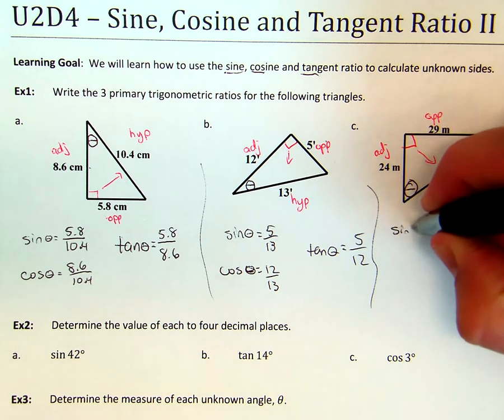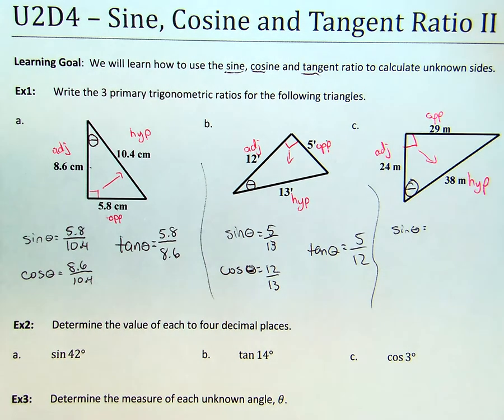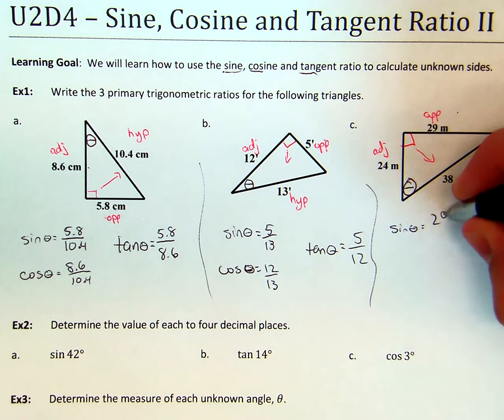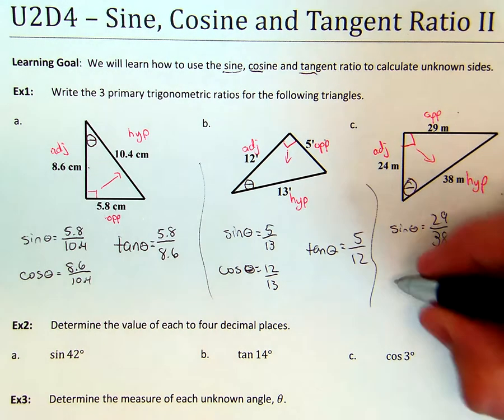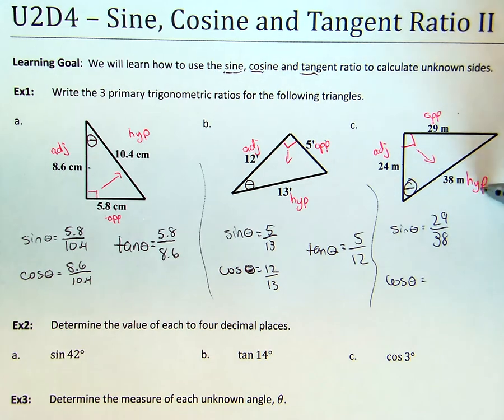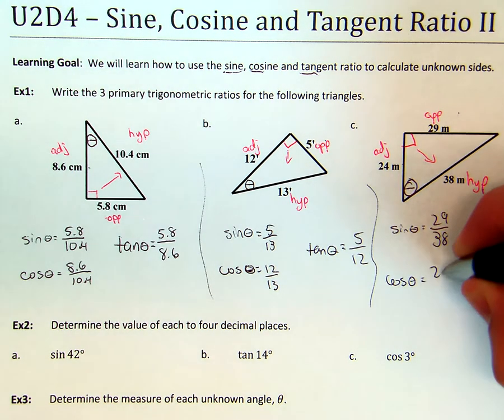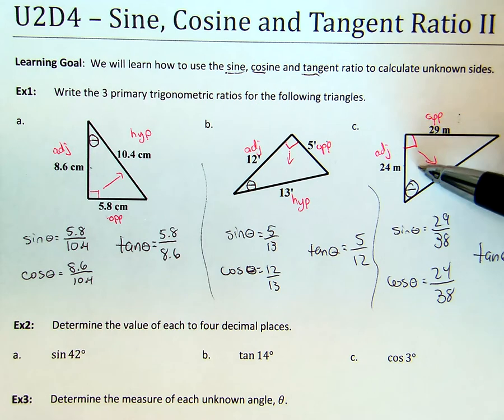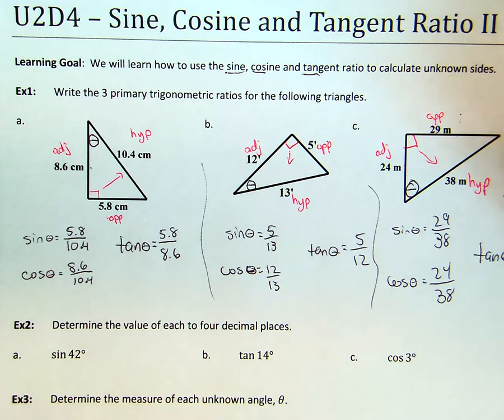So sine theta would be equal to opposite over hypotenuse, so it would be 29 over 38. Cos theta is adjacent over hypotenuse. Again, these just come off the chart at the back, so turn around and look. 24 over 38. And then the last one would be tan theta, which would be opposite over adjacent. So 29 over 24.